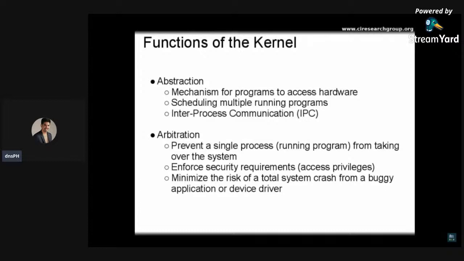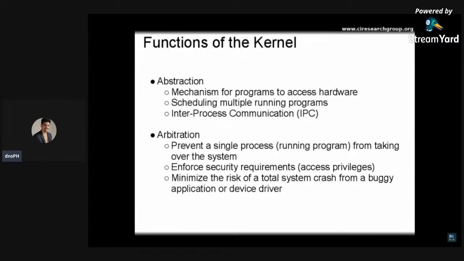Kernels also provide arbitration mechanisms. They ensure that a single process or running program can't take over the entire system. They enforce any kind of security requirements, such as access privileges that might be in place on the system. And they minimize the risk of a total system crash from a buggy application or device driver.